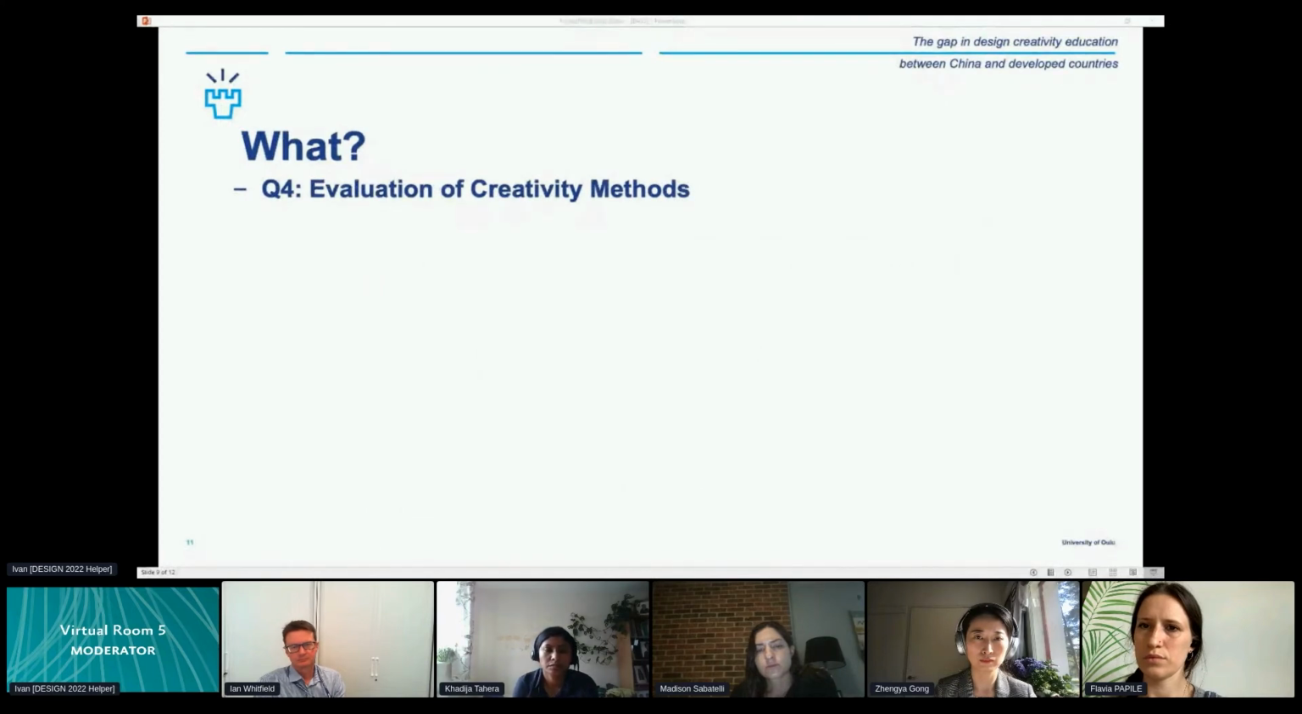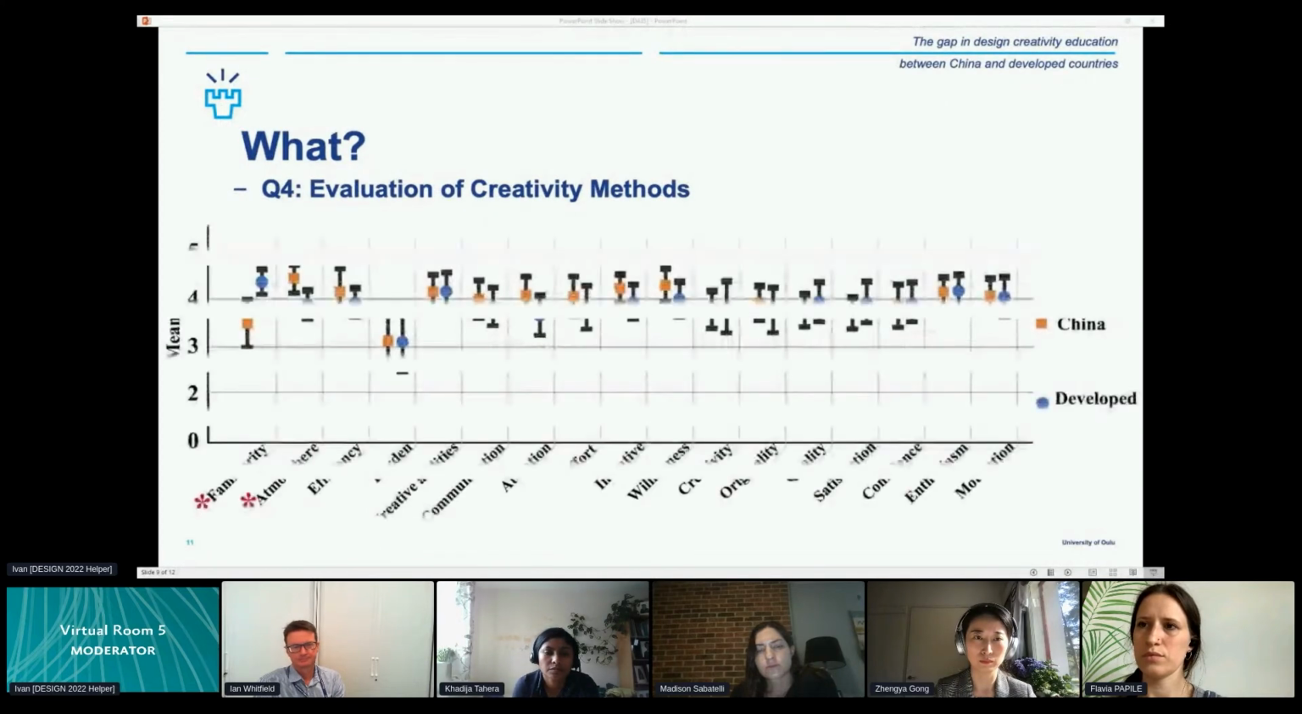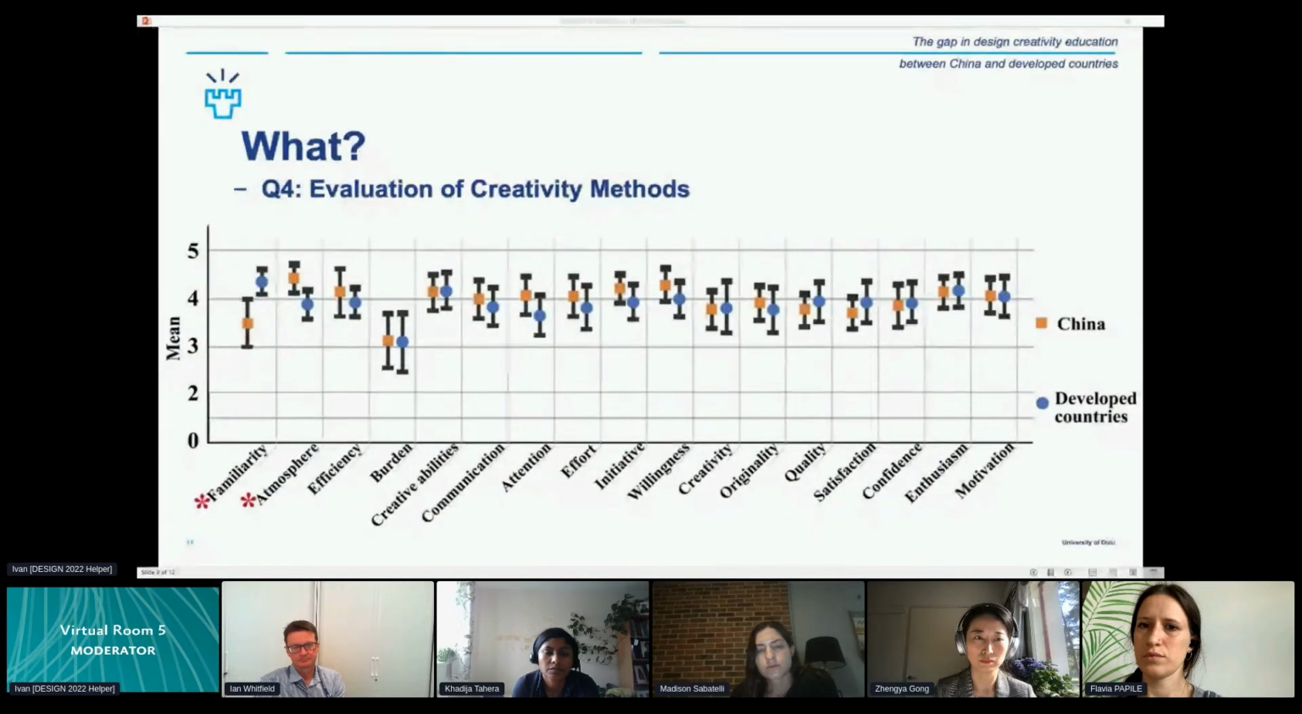For the evaluation of creativity methods, the highest mean was for the statement "creativity-related courses improved my creative ability." Students from developed countries are more familiar with those methods, and the Chinese participants feel more relaxed and pleasant than those in developed countries.